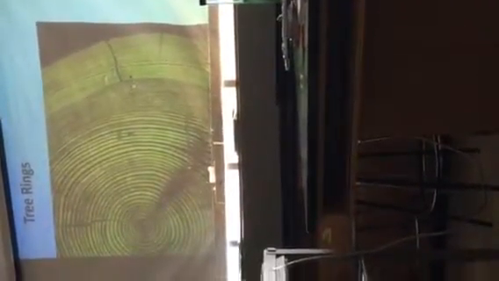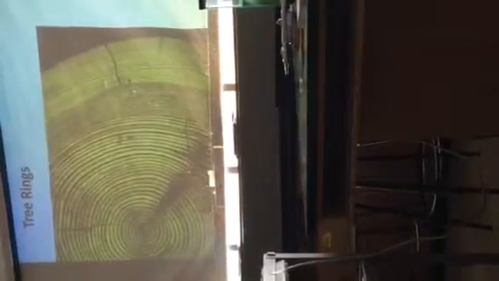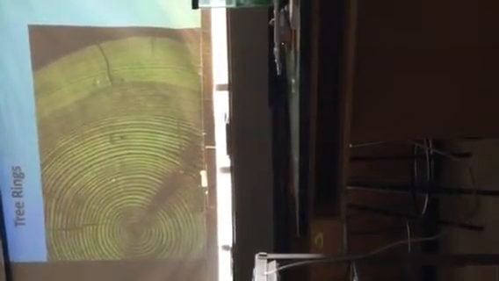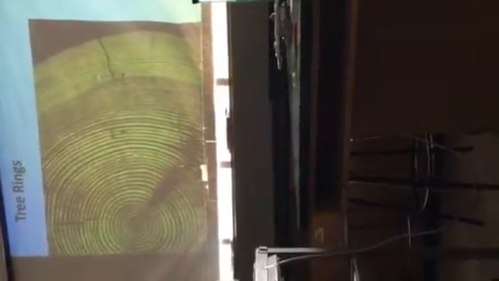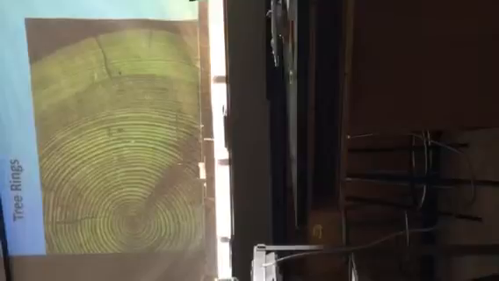Make sense? Okay. So the other thing is we can actually count how far back in time we're going because you can count each ring. So again, this proxy data has to tell me two things. One, it needs to tell me about the climate, and two, it needs to tell me about the time.